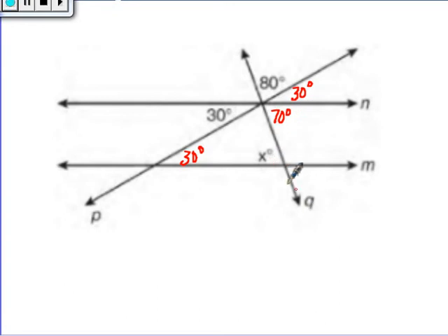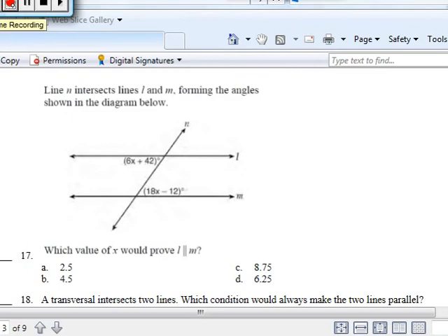What does x have to be? 70. Because in order to be parallel, alternate interior angles have to be the same. If this is 70 up here, these are alternate interior. Here's a good way to check for alternate interior. You want these two lines to be parallel, correct? You'll have a Z shape. Anytime you have alternate interior, you've got that Z shape. So alternate interior must be the same. Each of them have to be 70.